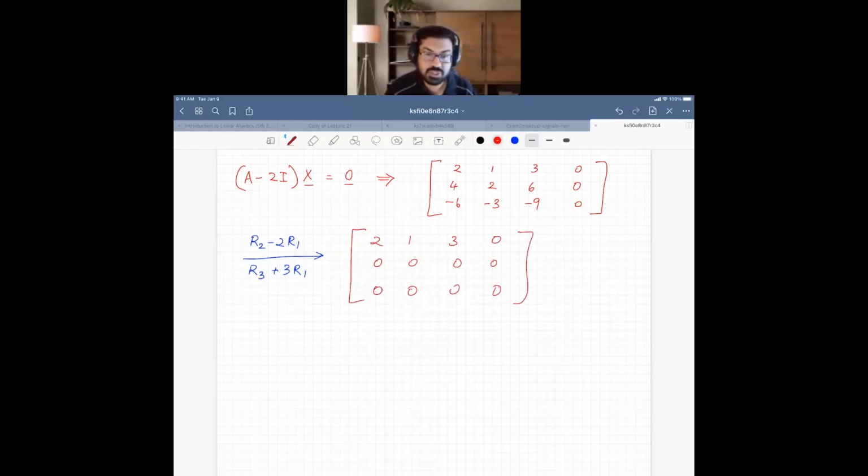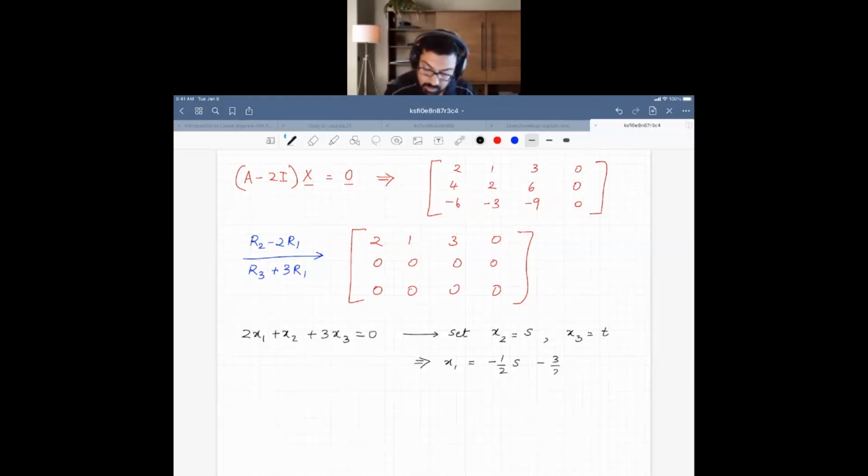Now we can start looking at the solution. Now the solution will be what? You can say based on this first row, 2x1 plus x2 plus 3x3 equals 0. Now we can set, say, x2 to be some s, and we set x3 to be some t. What that implies is x1 is going to equal -1/2 s and -3/2 t.